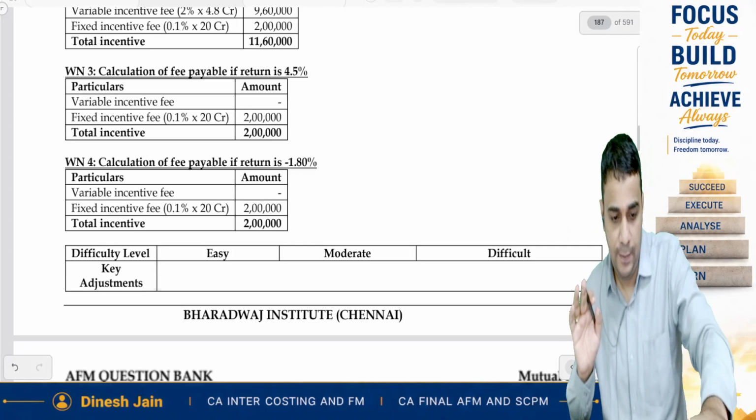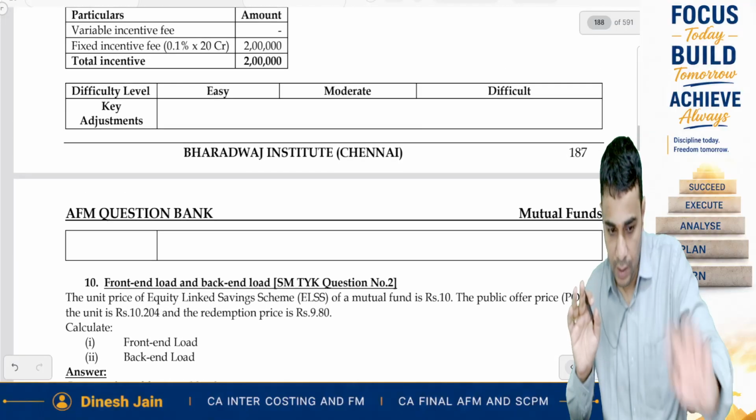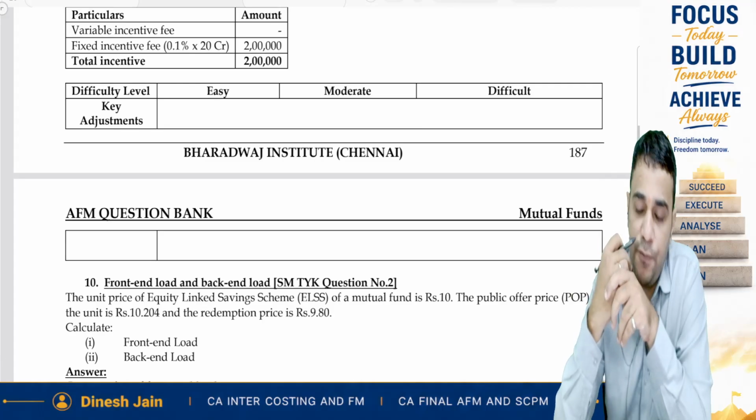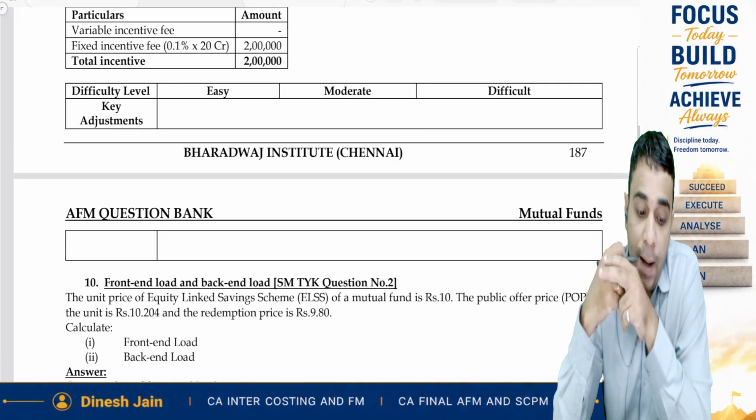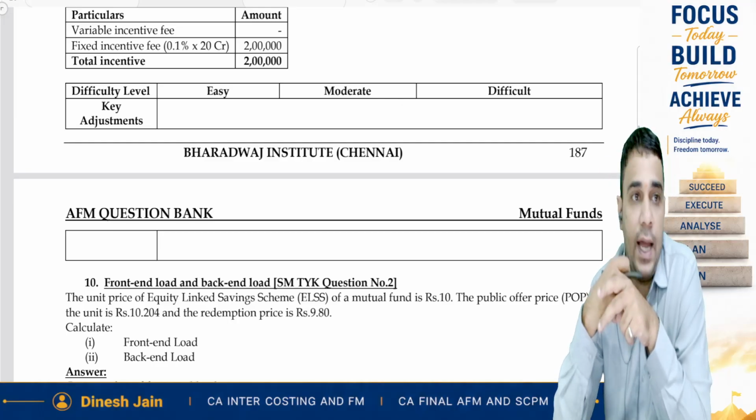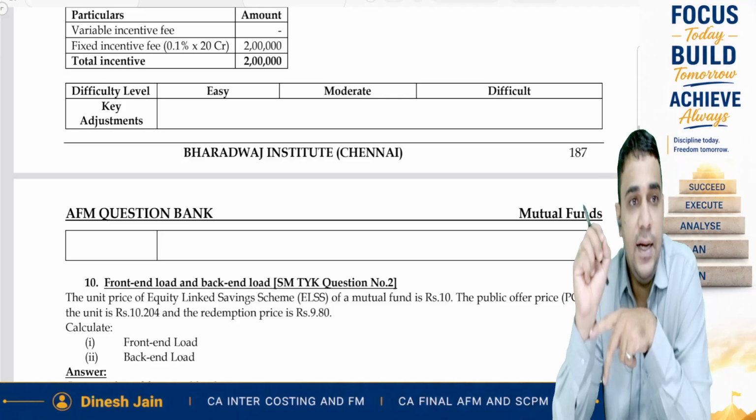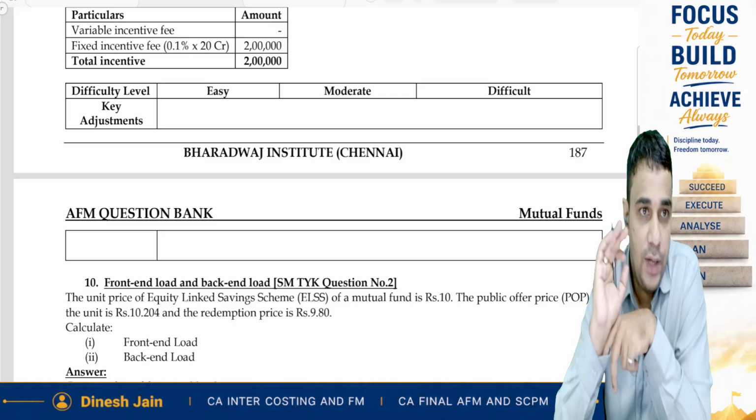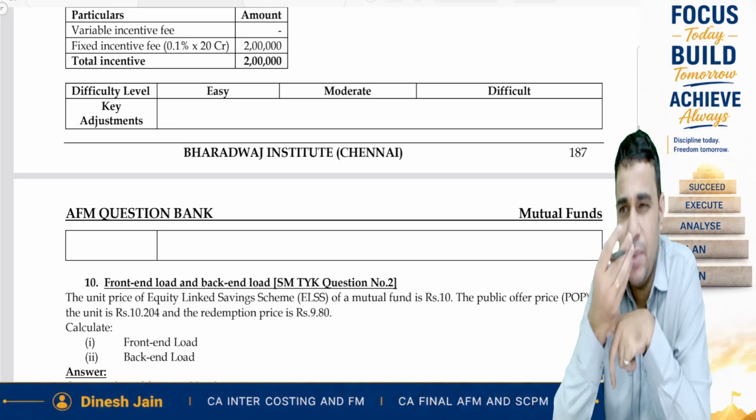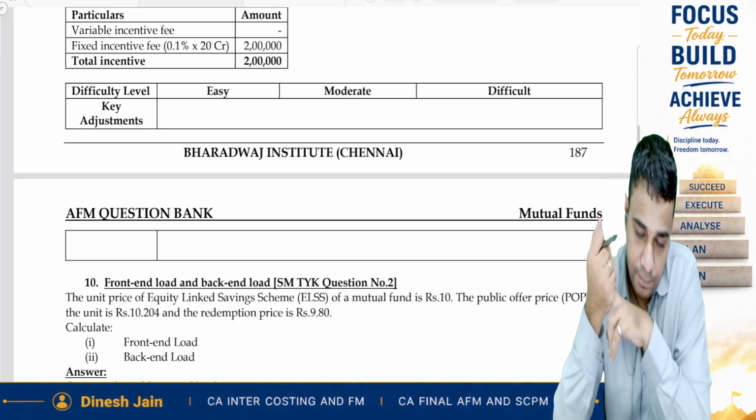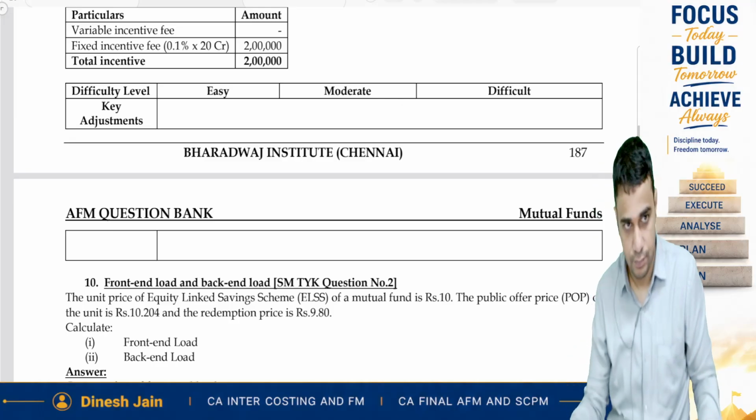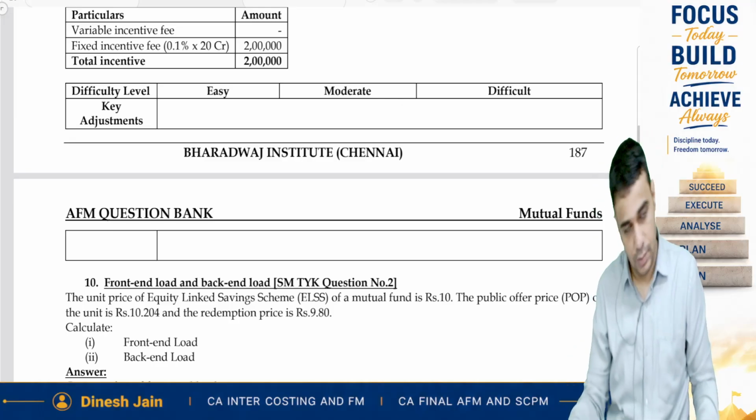Let's come to question 10. The unit price of an equity linked saving scheme of a mutual fund is 10. Public offer price is 10.204. Redemption price is 9.8. Front end load, back end load. We have to calculate these two. Go through it. There's nothing much in the problem. Go through it once.